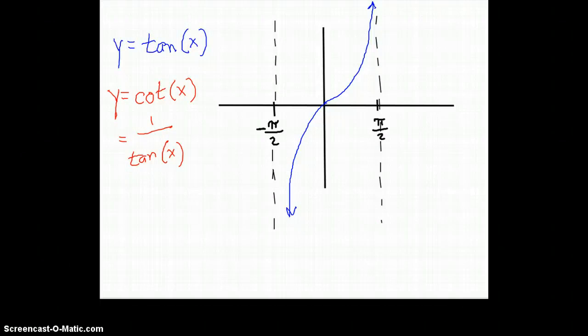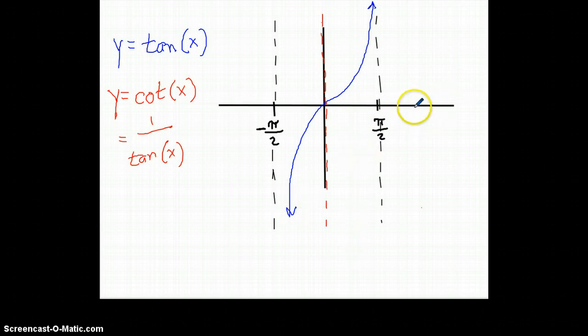Now again, here's a tangent graph. The tangent graph already has these asymptotes here, but we're basically going to do the same thing. Let's take a look at cotangent. Where the tangent is 1, a cotangent is 1 over tangent. So I'm going to make the cotangent graph in red. Well, again, if tangent of x is 0, then cotangent of x is undefined.